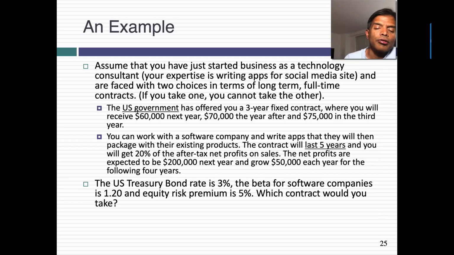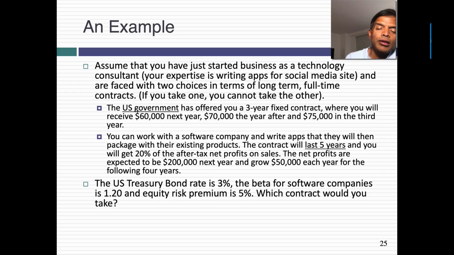It's a guaranteed contract. The second is to the software company where you do apps, but you're going to get a percentage of the net profit. The expected net profits are going to be $200,000 next year, grow $50,000 a year for the next 4 years. So 2 different contracts. If you take one, you can't take the other. And potentially 2 different risks, and you're going to see why.